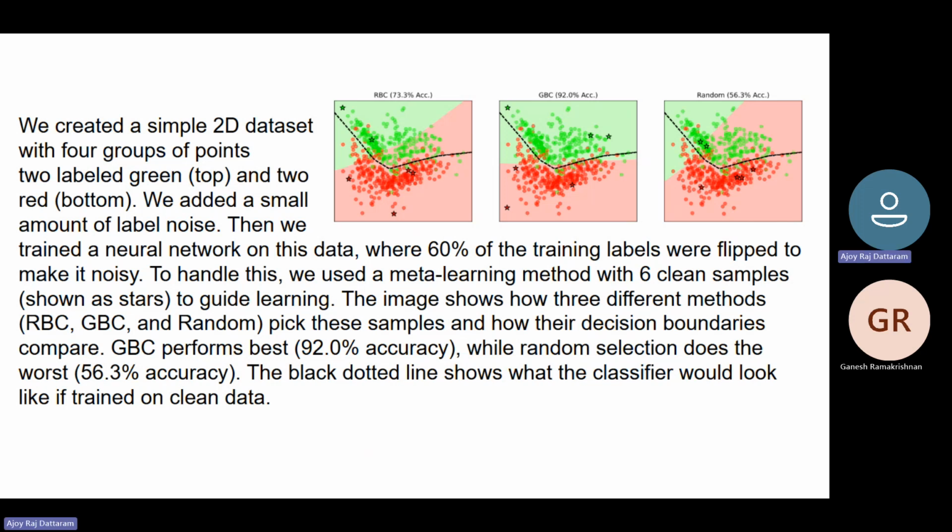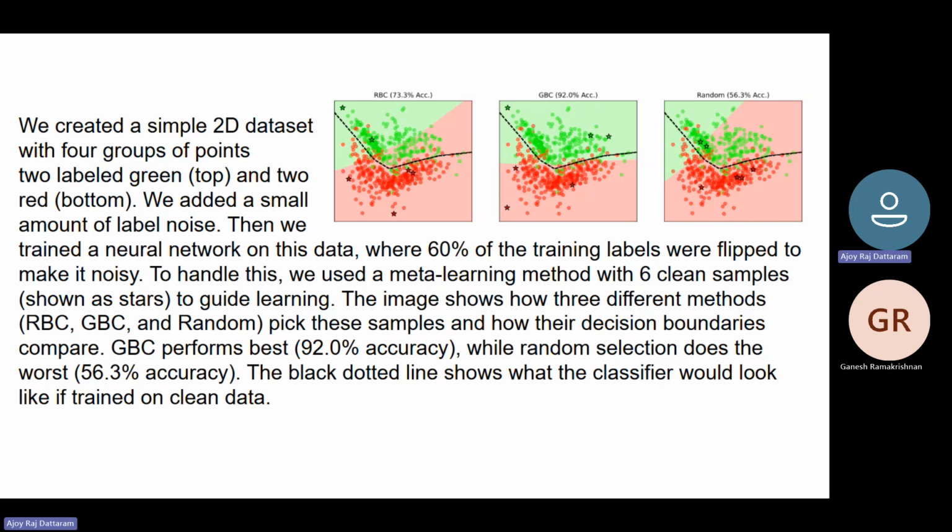So, imagine a simple 2D data set with four groups of points: two labeled green at the top, and two red at the bottom, with a bit of label noise. Some points are mislabeled. So if you pick a meta sample randomly, the model accuracy is just 56.3%, and the decision boundary is messy.